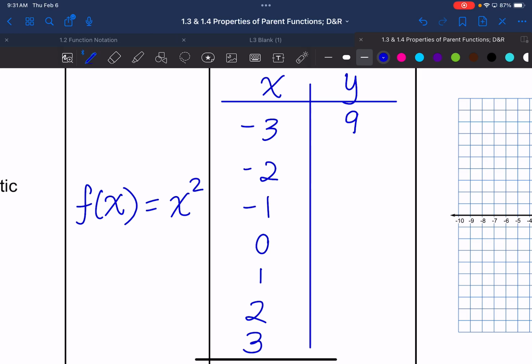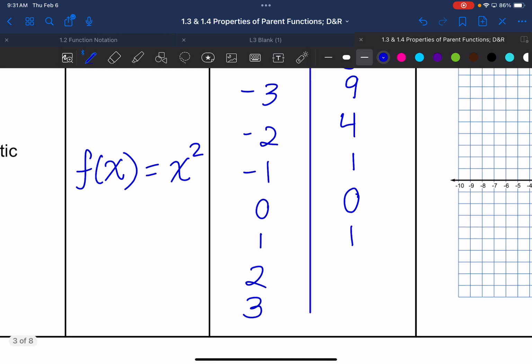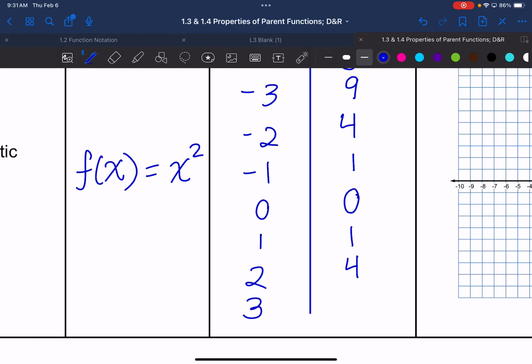Same thing, if I square -2, I'm going to end up with +4. If I square -1, I'm going to get +1, versus 0 squared is just 0. And then you'll notice, because the parabola is that very symmetrical shape, it mirrors, and all of those y values are going to repeat again. Because if I square 1, I also get 1. If I square 2, I get 4. And if I square 3, I get 9. So you'll see that it mirrors again.